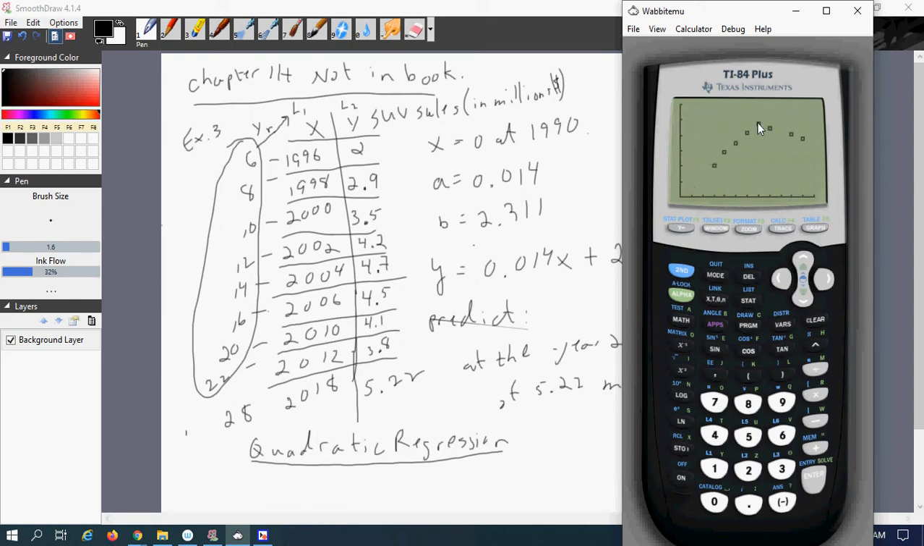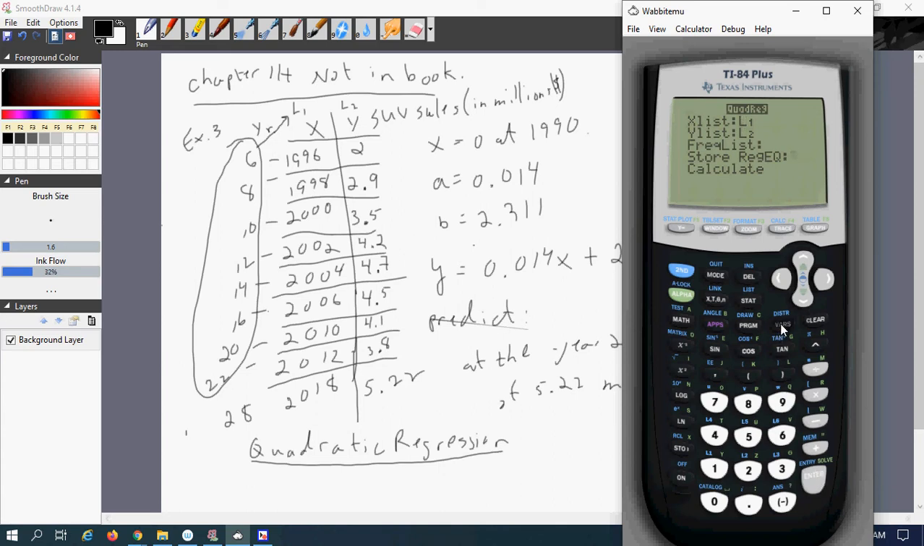So let's do the same thing for this. Let's see if we can fit a quadratic to this. To do that, it's the same steps. We still need the data in there just like we did before. But this time we're going to go to the Stat button, move over to Calc, and instead of 4, we're going to hit number 5, which is the quadratic regression. And then we do the same thing.